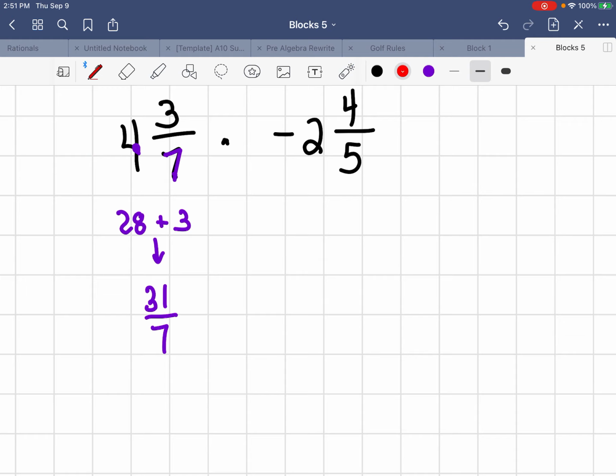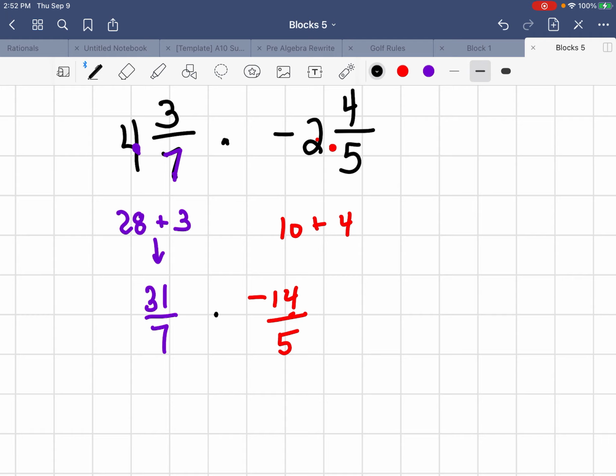On the second number, again, we're going to multiply these two: 2 times 5. We're going to ignore the negative for this. So just 2 times the 5, which is 10. We're going to add the numerator, which is 4, and that gives us 14. And we're going to keep the denominator of 5. We're going to make that whole fraction negative, which can go either in the top or the bottom. I like the top, it's fine.